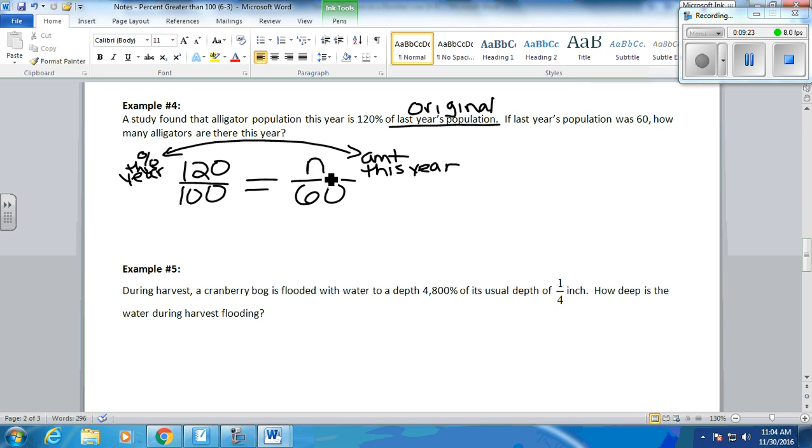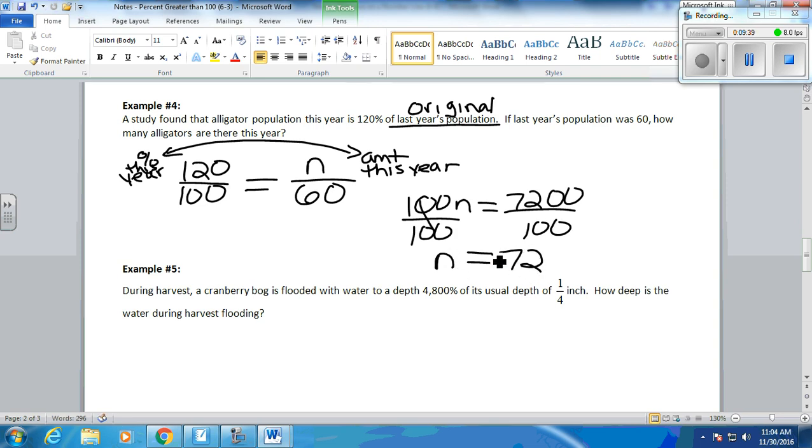So we're going to cross multiply, and we'll do 100 times n, set it equal to 120 times 60, excuse me, which is 7,200. Divide both sides by 100, and I will get 72 alligators. I solved for the n in my proportion, and so that is now telling me that it's 72 alligators.